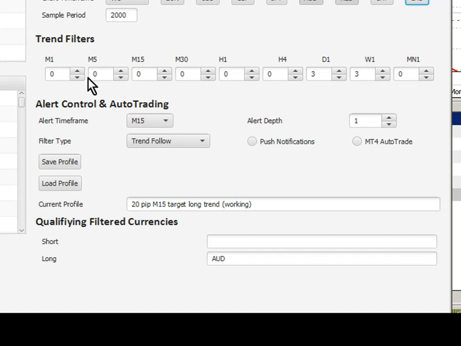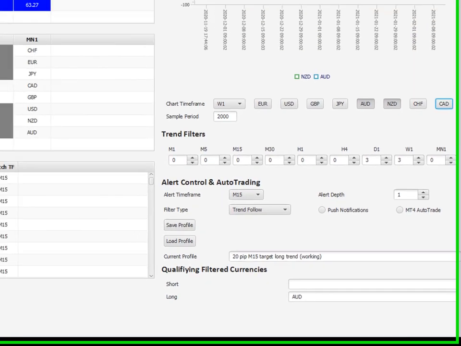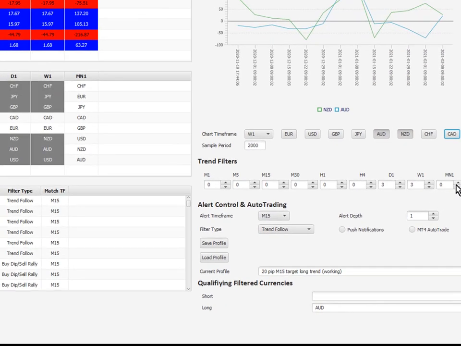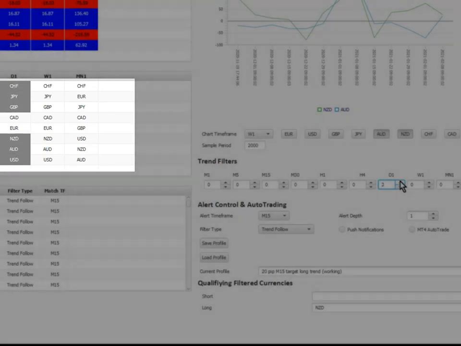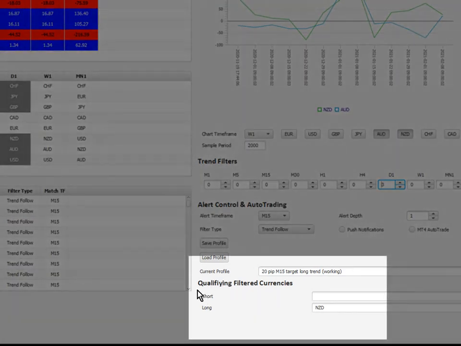The filters are multi-time frames, so you can control filters on M1 all the way through to MN1, and you can see the filters are controlled like this, so I can just select them by time frame, and you can see the active filter areas are grey, and you can see qualifying currencies being filtered out into this short and long candidates, if you like, qualifying filtered currencies.